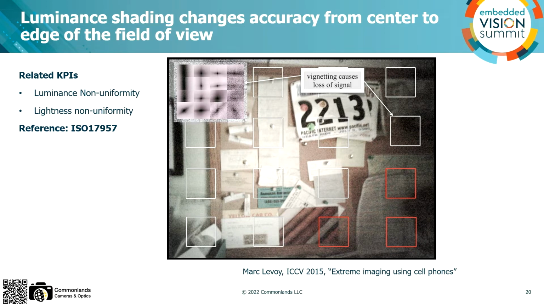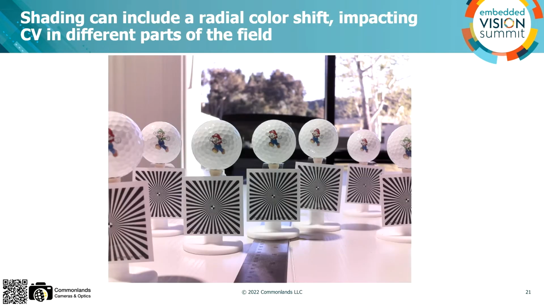But shading is not always just due to vignetting. It can also occur in the color domain. So there can be color shading artifacts. Here's an example with Mario and Luigi. The center golf ball is slightly green tinted. On this display, it might be difficult to see, but it is green shifted relative to the leftmost golf ball, which is red shifted. This has a similar impact as luminance shading, but it's in different color channels.